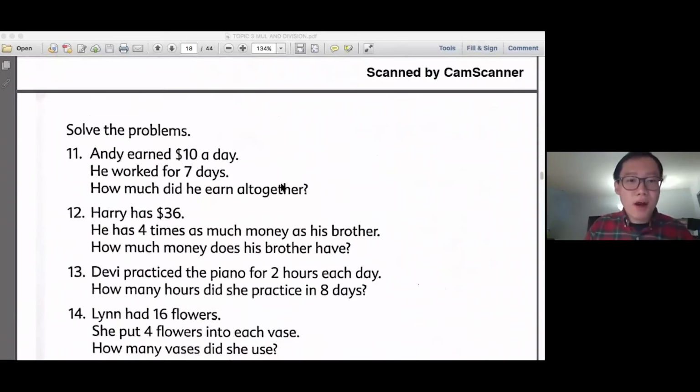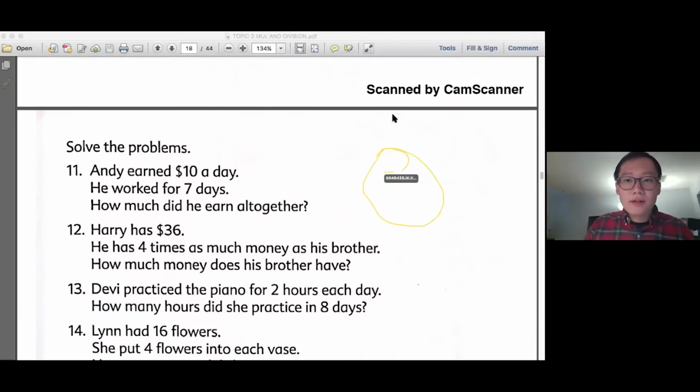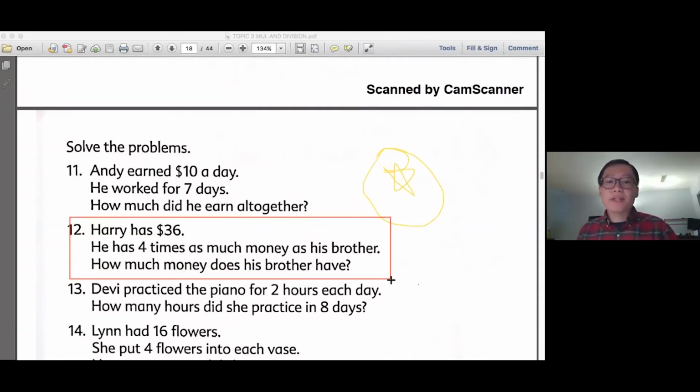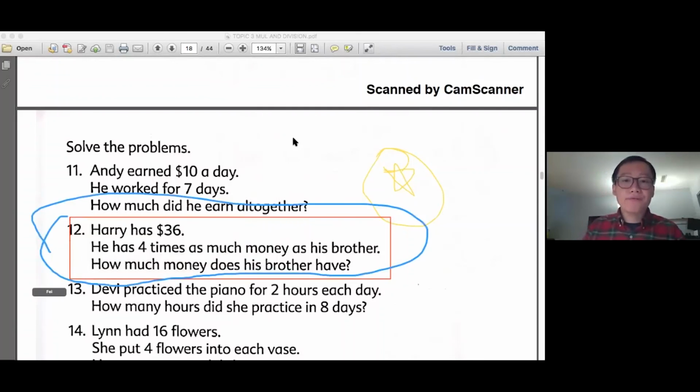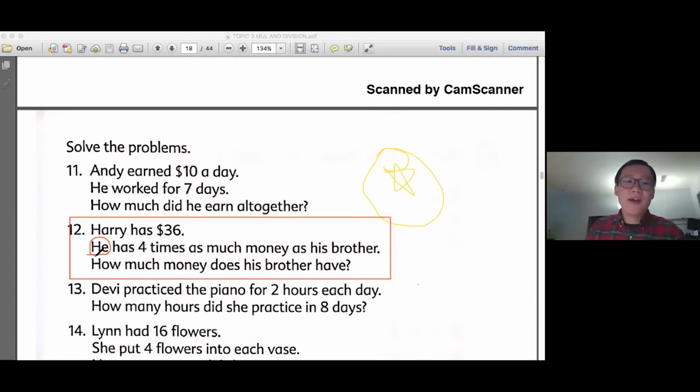Okay, this is the problem. Harry has $36. He has 4 times as much money as his brother, right? How much money does his brother have? First, we need to find who is he. He, does it refer to who? Glenna, who is Harry? Who is he? Good, you circled Harry, right? Harry. Good. I didn't circle that. Someone else circled that. I didn't get the chance. Okay, but you answered correct, and somebody else also answered correct, right?